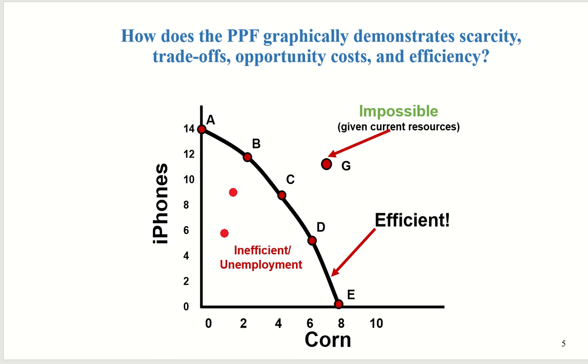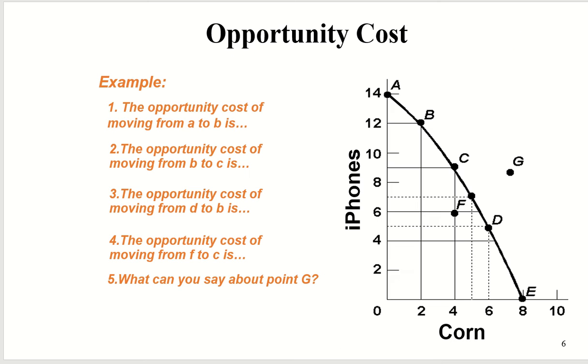And then any point inside here is going to be inefficient, or it's going to be unemployment. And that's not just labor. That can be any of our resources being unemployed. Let's take a look now, though, at cost. How do we show opportunity cost on our production possibility curve? So why don't you go ahead and look at our curve over here, our iPhones and our corn. We're using our production possibilities table over here. And why don't you answer questions 1, 2, 3, 4, and 5, and see how you do. Go ahead, pause the video, answer those.